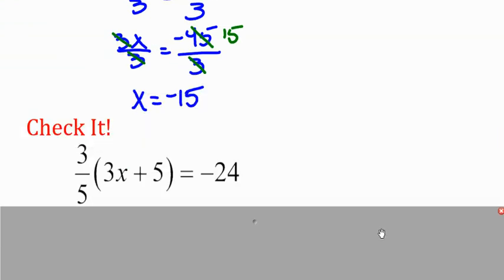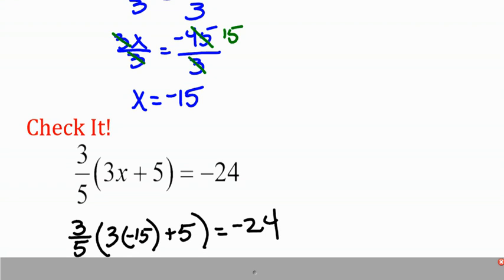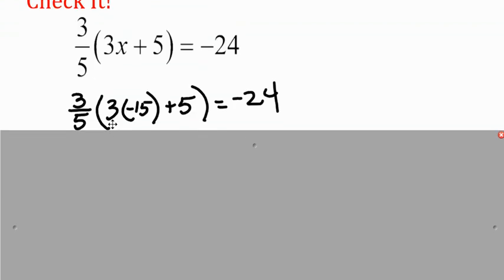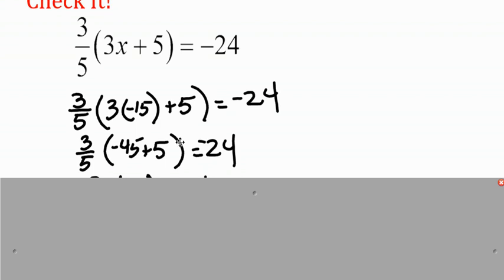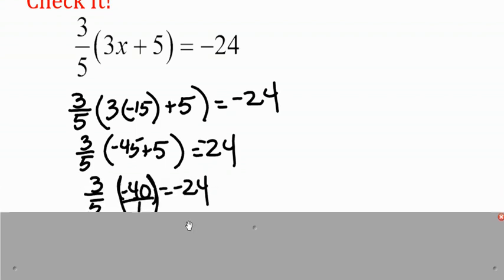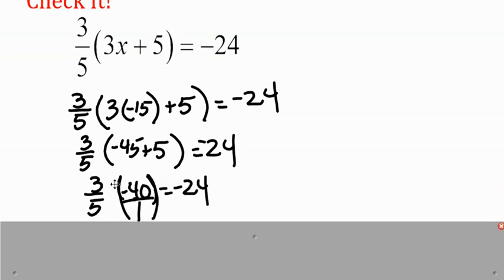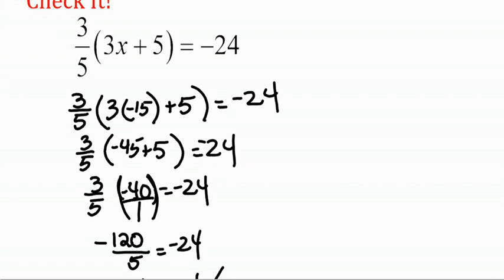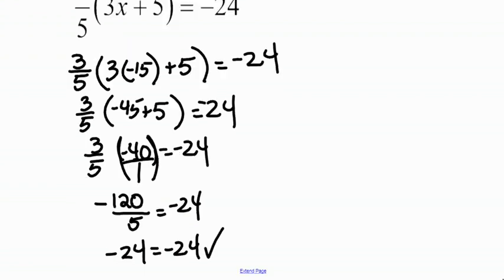So let's see. If we substitute it back in, and we evaluate it, we're going to have to do this part here. So we're going to have 3 times negative 15, which would be our negative 45. Then we have to add the 5 to it, which would be a negative 40. Then we would multiply by the 3/5. So here we have our negative 120 over 5, which we know simplifies to negative 24. So we have the right value for x for our equation, the negative 15.